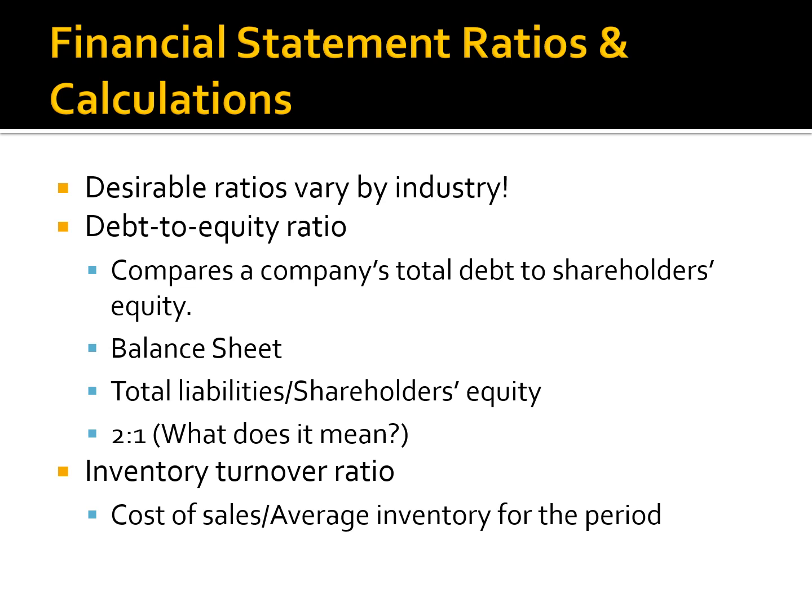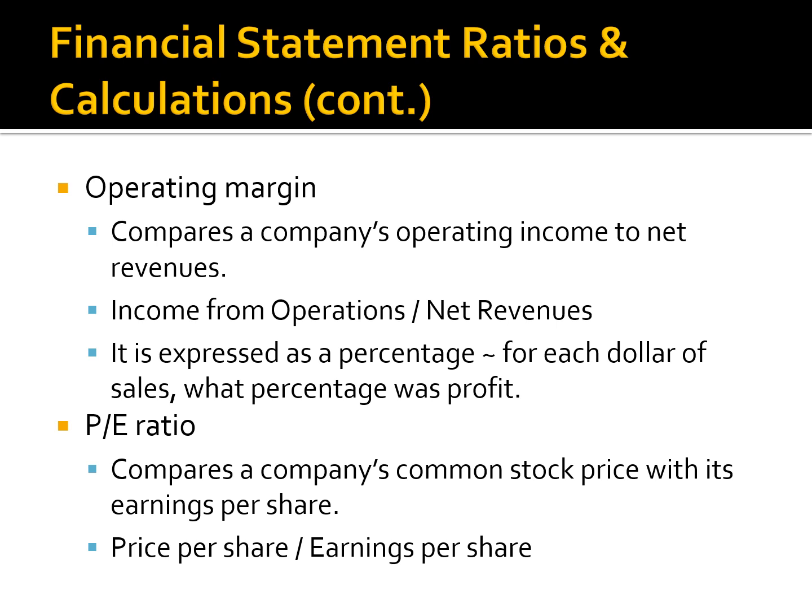in the company. Then you have inventory turnover ratio, and this is the cost of sales compared to the average inventory for the period. Next, we'll talk about operating margin, and this is a company's operating income compared to its net revenue. Basically, income from operations or net revenues are expressed as a percentage. For each dollar of sales, what percentage was pure profit?